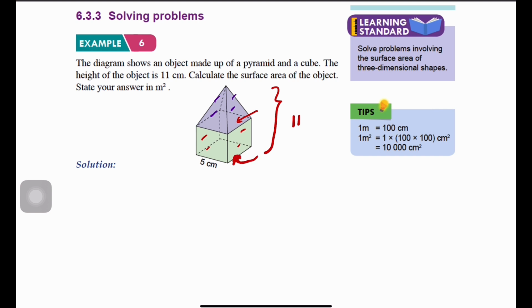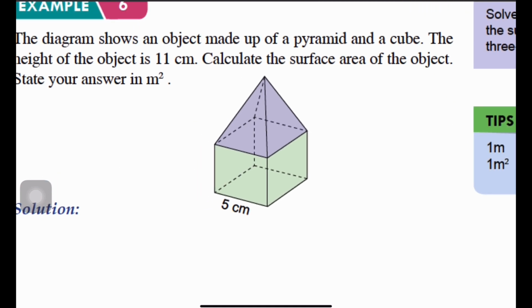Okay, so let's calculate the height of the pyramid first. I will erase this again. So if this is 5, the balance is 6. So the height of the pyramid is 6. This one is 5. Now we need to find the height of this triangle.